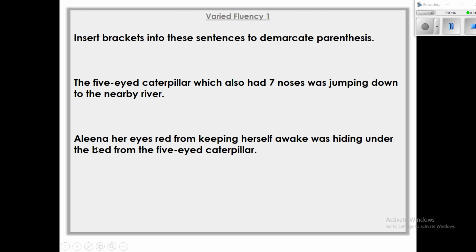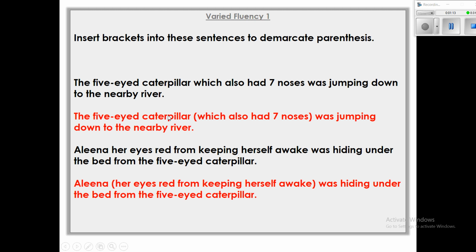And we've got this sentence here. Alina, her eyes red from keeping herself awake, was hiding under the bed from the five-eyed caterpillar. Oh my God, it's back. Okay, so what I want you to do is have a little think and insert some brackets to add parentheses to the sentence. You don't have to add any more words, you're just adding brackets to show where the parentheses should be. Okay, so let's have a look at our answers.